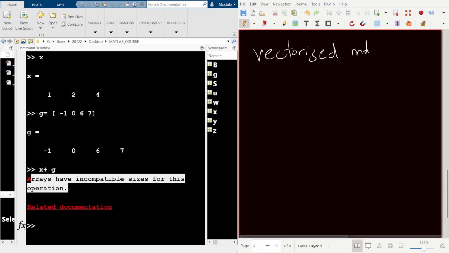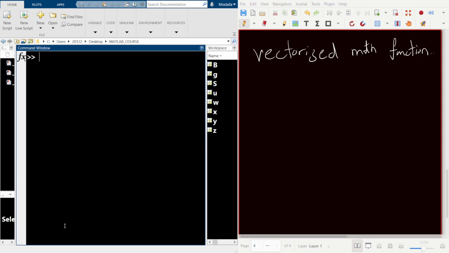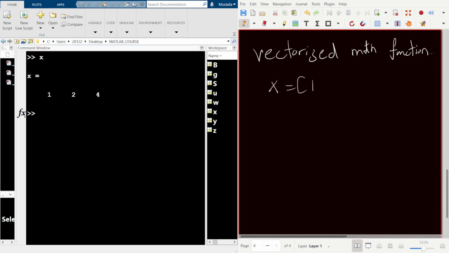The nice thing about all MATLAB mathematical functions, the built-in ones, is that they are automatically vectorized. What do we mean by this? Let me bring again the array x. Suppose I want to calculate another array. This is x given to me here, 1, 2, 4. I want to calculate another array, let me call it small t. It's basically the square root of x. What do I mean by this?